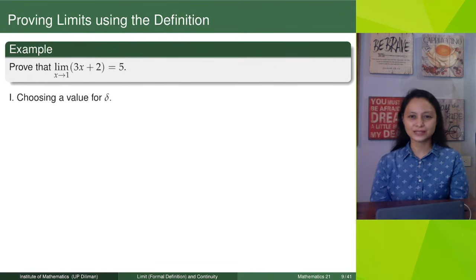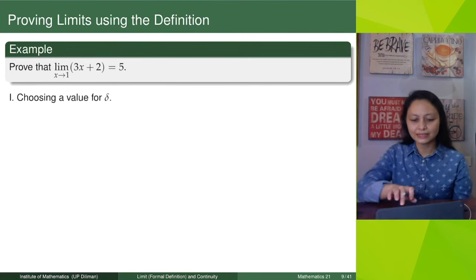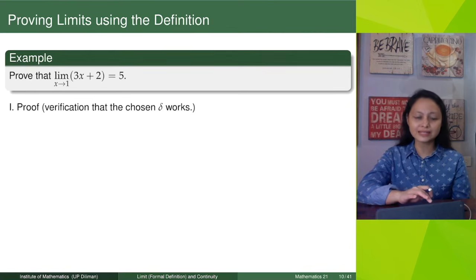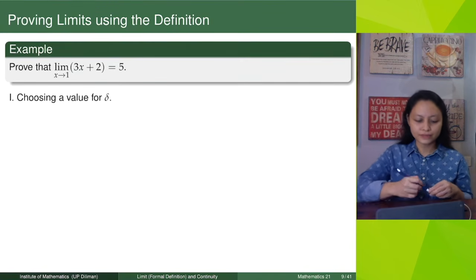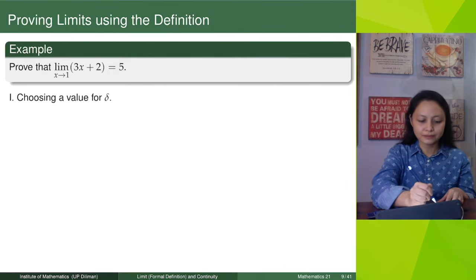So let's use the definition to prove that the limit of 3x plus 2 as x approaches 1 equals 5. The proof for this involves two steps. First, we choose a value for delta. And then second, we verify that that chosen value of delta works or satisfies the definition. Okay? So first, we let epsilon be greater than 0.